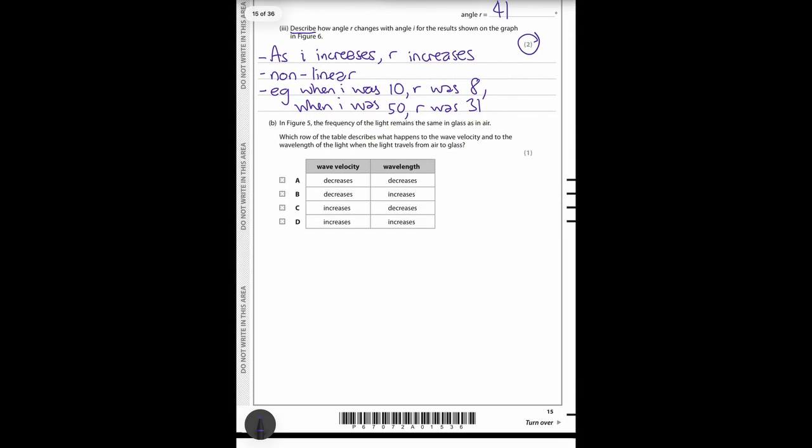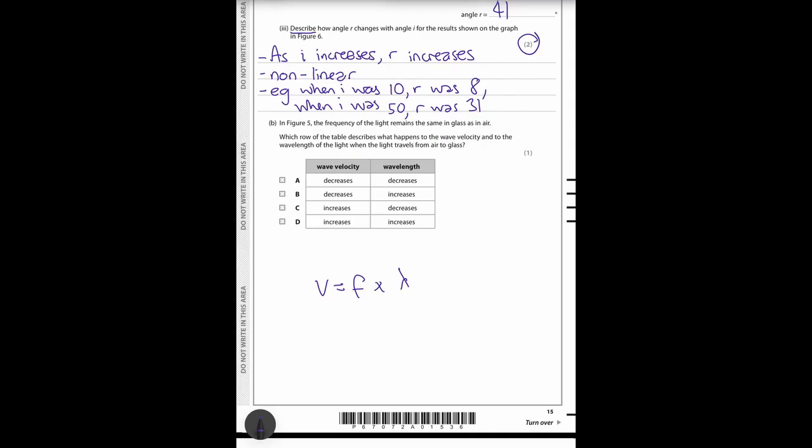Next part for this one, again, this is just something that I've got to know. It's asking what's going to happen to the wave velocity and the wavelength when the light travels from air to glass. So what's the formula that links those two things together? I know that velocity is equal to frequency times wavelength. So I can see from there what's going to happen.